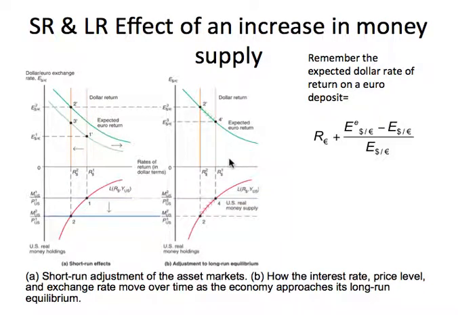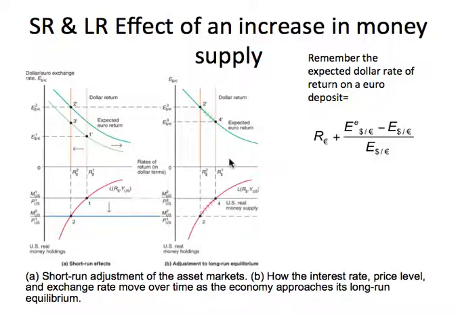Okay, in the second part of the review session, I'll first examine the short run and long run effect of an increase in money supply on interest rate and exchange rate. And we will also see what happens to output, both in the short run and long run, when there is an increase in money supply.